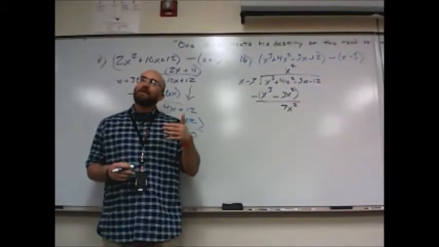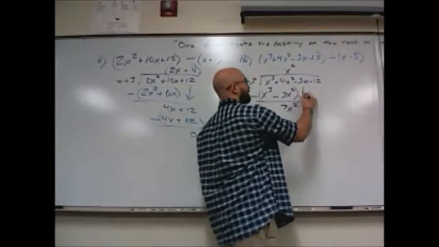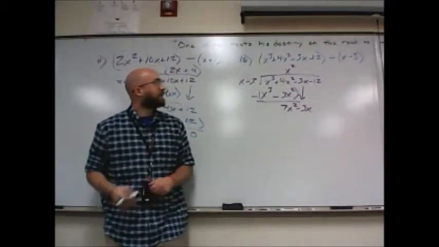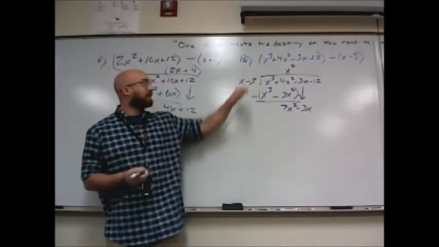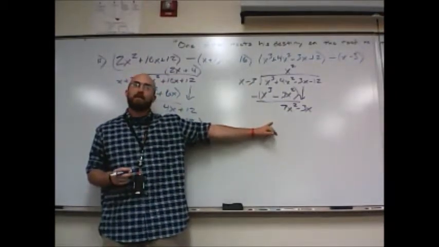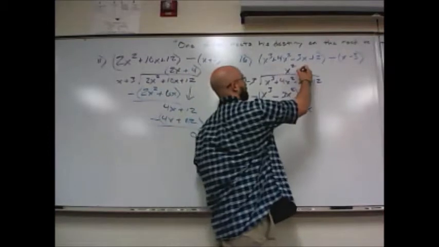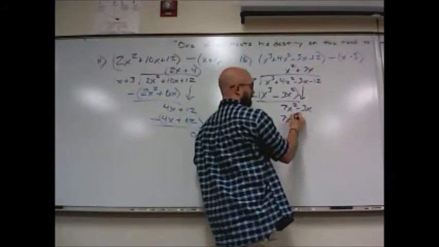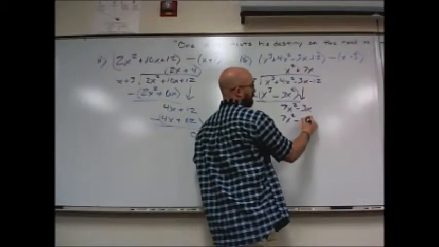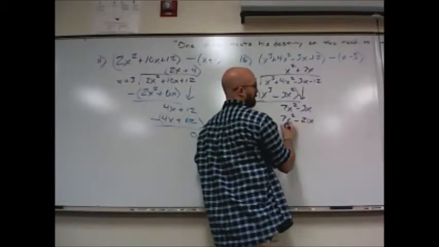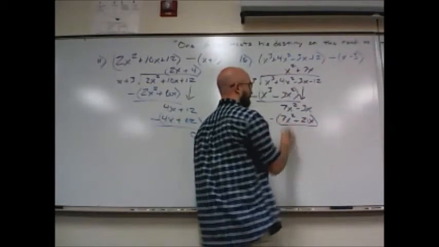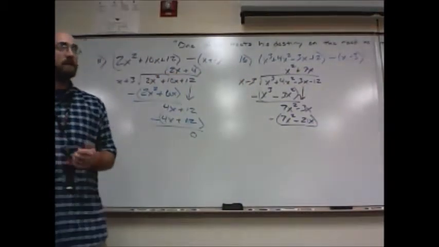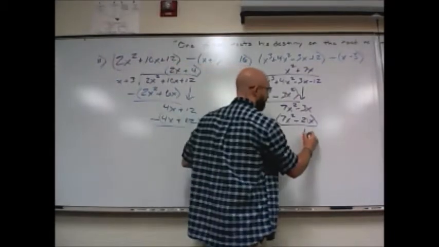Drop down the negative 3x, right? Yeah. Okay, now what do I need to multiply this x by to get 7x squared? 7x. So I get 18x, right? After I add them.